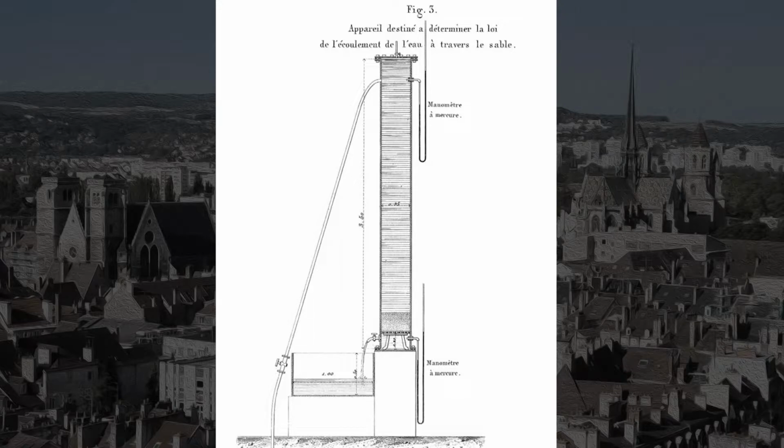Darcy's sand column apparatus, as seen here, was constructed from a 3.5-meter steel tube partially filled with sand from a local river. Water flowed into the top of the cylinder, fed by a line connected to the municipal water system that Darcy himself had designed.